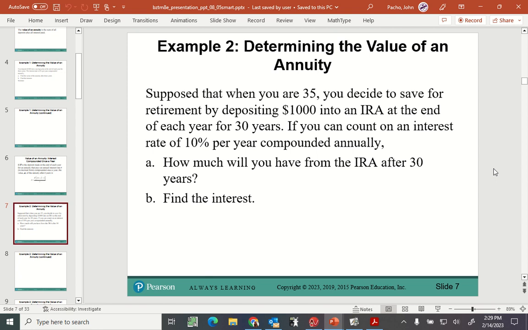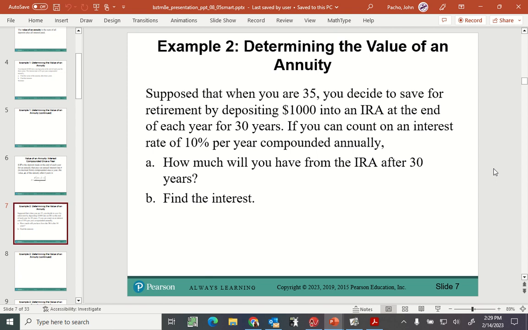Okay. All right, so let's go through and look at this. So N. How many payments do I make? 30. I'm making 30 payments because I make one payment every year for 30 years. Percent. My percent is 10%. PV. What is my present value? How much money am I starting with? 0. So my PV is 0.